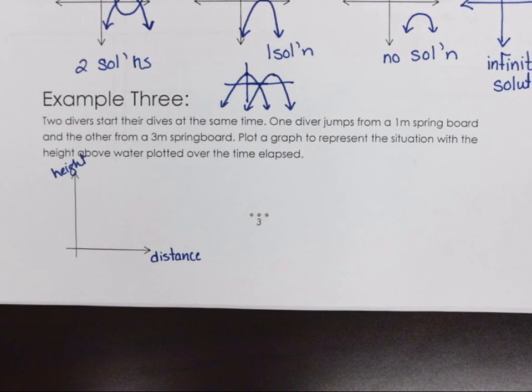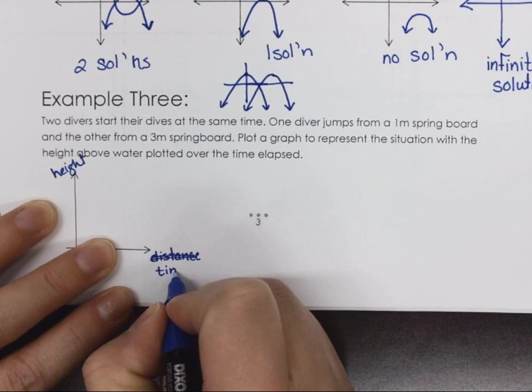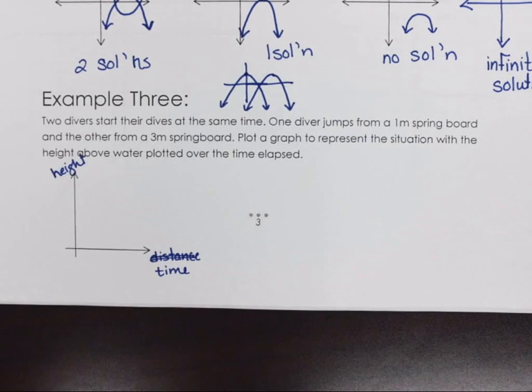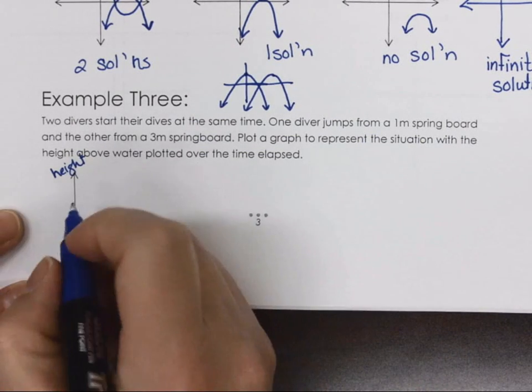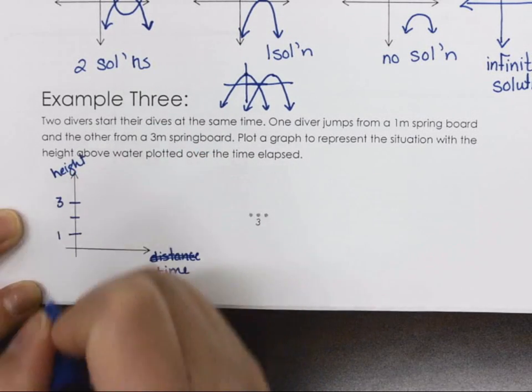Plot a graph that represents a situation with the height above water over time elapsed. I have to read the whole question before I graph anything. All right, so I know I have a 1 meter springboard and a 3 meter springboard.